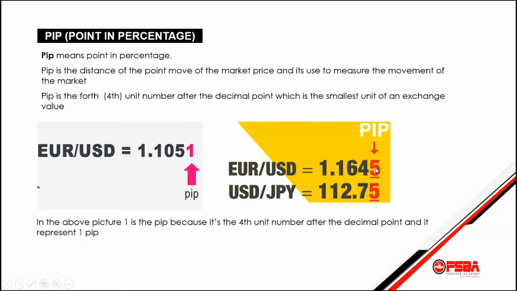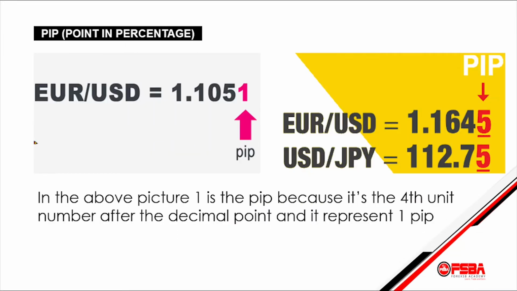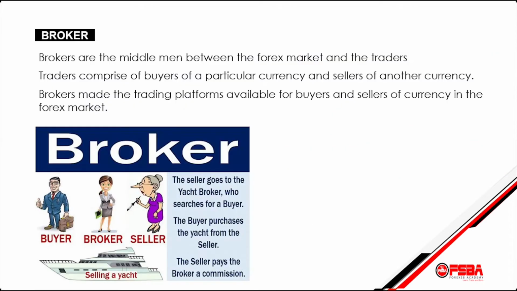You can see Euro USD 1.1645. The 4th number after this decimal point, 1, 2, 3, 4 is called PIP, or the 5th number is called PIP. USD JPY is different from Euro USD, so I do prefer to say the PIP is the 5th number. 1, 2, 3, 4, 5 is the 5th number. In the above picture, 1 is the PIP because it's the 4th unit number after the decimal point and it represents 1 PIP.